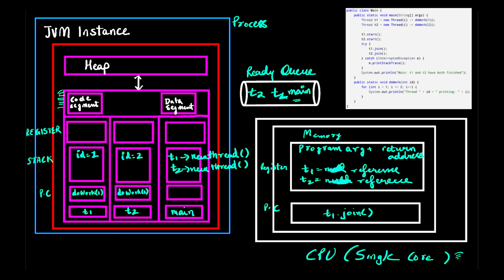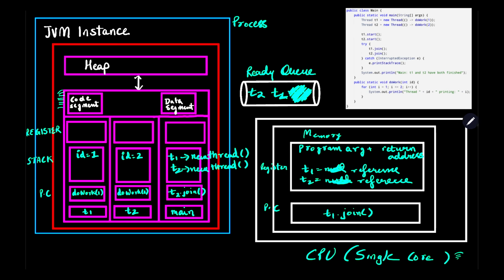Now after that, when the CPU executes T1.join, the main thread enters the waiting state until T1 finishes. The OS scheduler removes the main thread from the ready queue. And then the CPU's program counter and register values are stored back into the main thread so that we can resume later. So basically, the program counter of the main thread will contain T2.join.